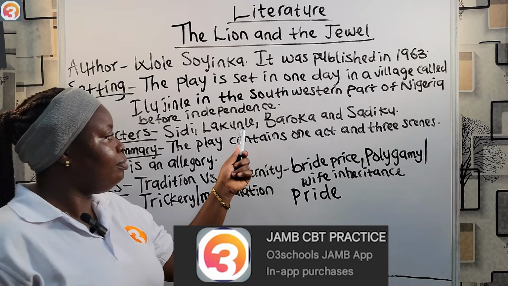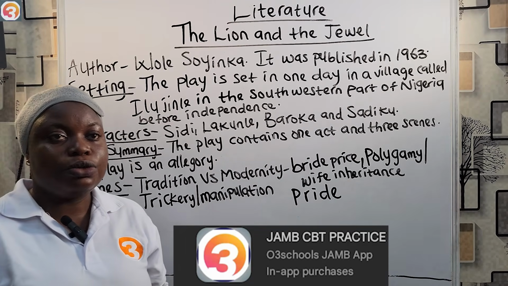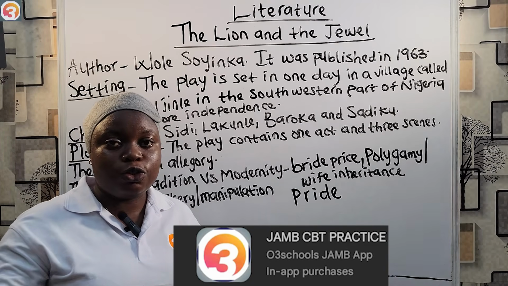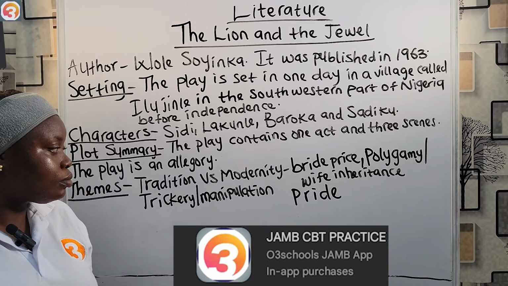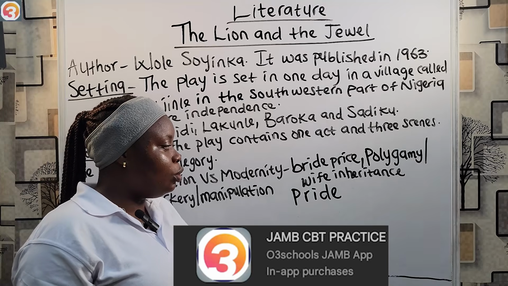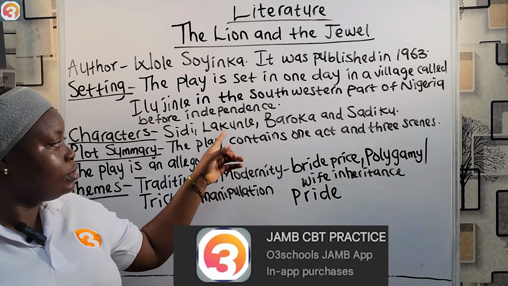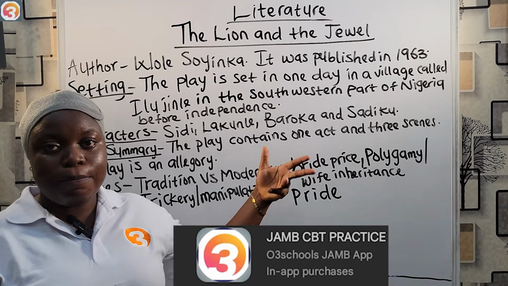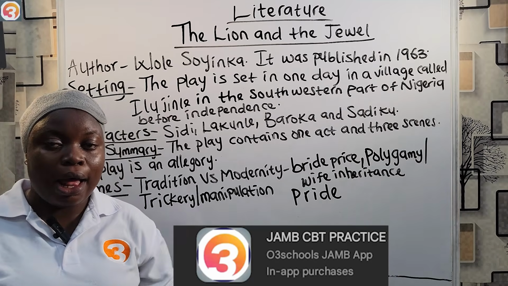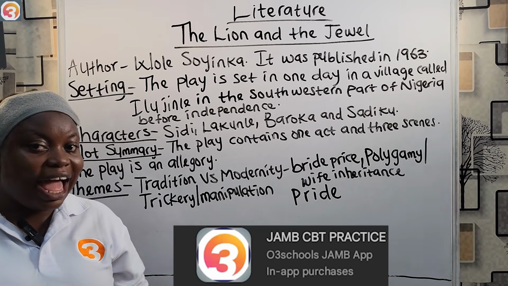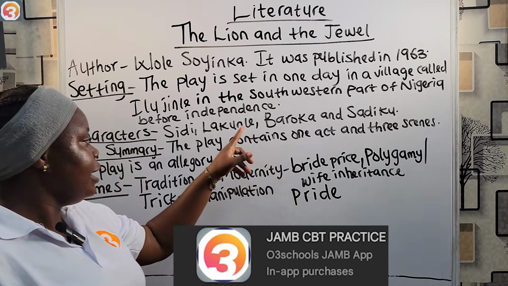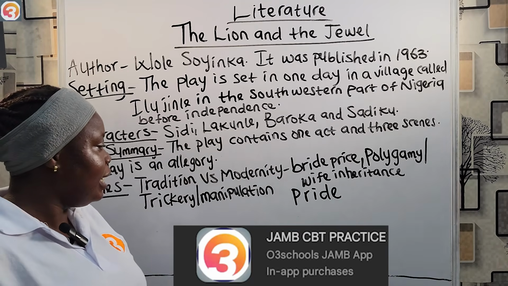We also see the theme of pride in Lakunle. Lakunle is educated, so he feels he's better than the rest of the villagers, using big words in his speech and all that. We even see he tells Sidi that his brain is bigger than hers, so he will not allow her drag him into an argument. So we see the theme of pride in the characters of both Sidi and Lakunle.